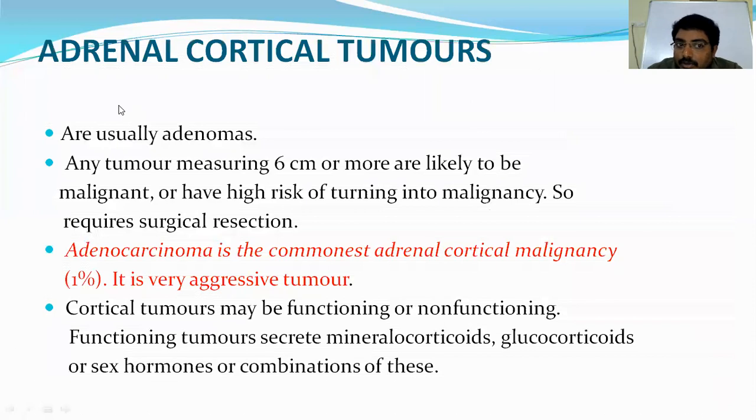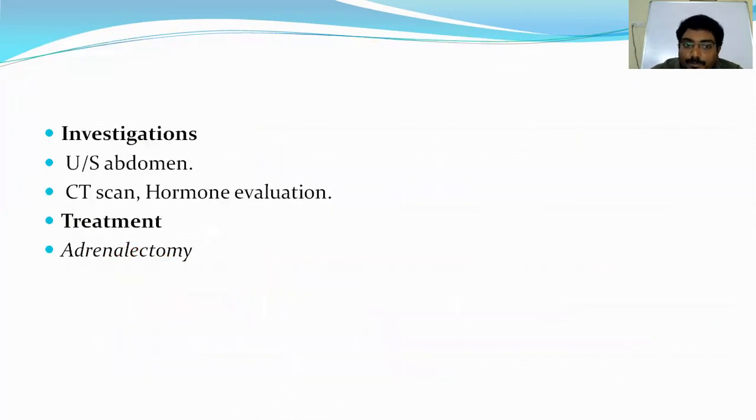Adrenocortical tumors are usually adenomas. Most commonly it is adenocarcinoma, and if it is 6 centimeters or more, it is likely malignant, with a high chance of turning into malignancy. Then it is of two types: functional and non-functional. Functioning tumors release mineralocorticoids, glucocorticoids, and sex hormones. Investigations: USG abdomen, CT, and hormone evaluation. Treatment is adrenalectomy.